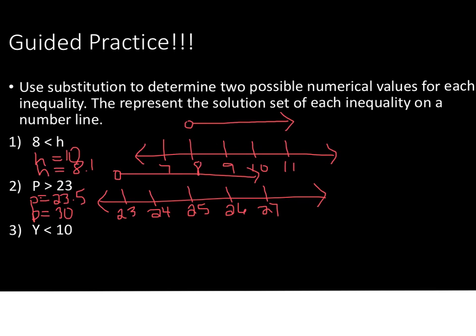Alright, and our last one says y is less than 10. So again, y could be equal to 1, because 1 is less than 10, or y could be equal to -1, because that's also less than 10. But to plot this on a number line, again, I'm going to have 10 on there to show that y is not equal to 10.